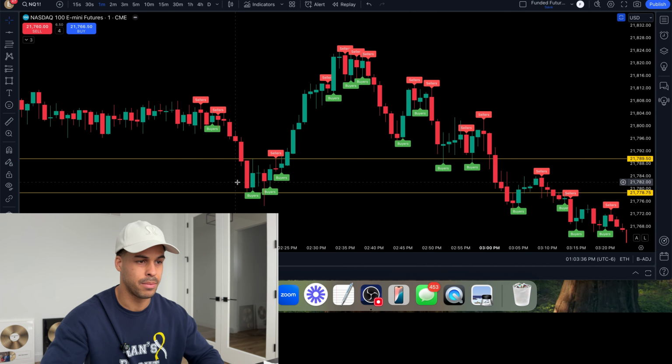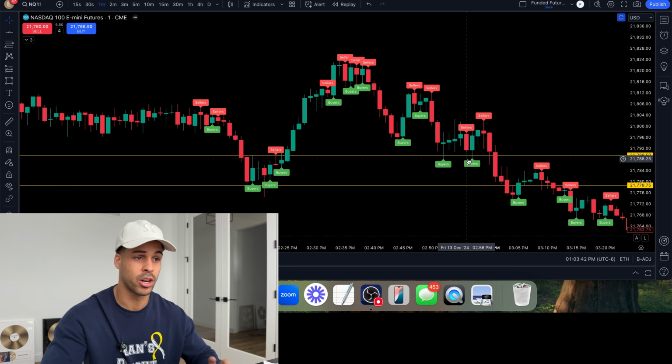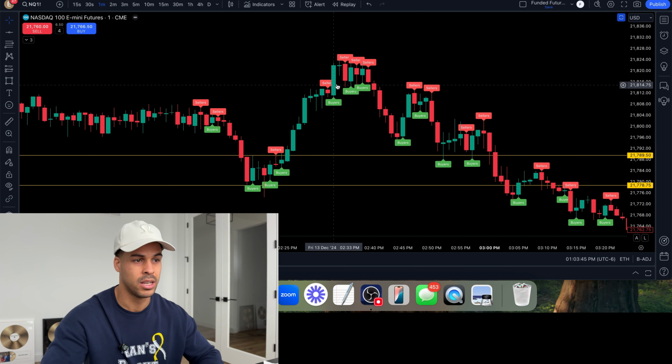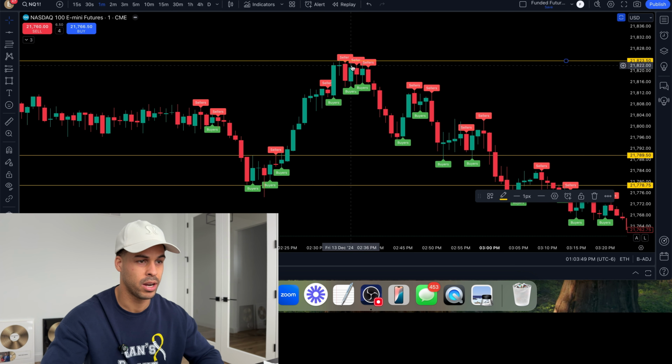But then we get price to make a move, and then it settles. And we get buyers and sellers back and forth, back and forth. When it gets choppy like this is a great opportunity to carve out some points in the market. So we get price to pull up here, and then we get price to settle, and sellers step in at this point. Price gets up here, sellers step in again. Price is up here, gets up here again. Sellers step in again. Price pushes back down.